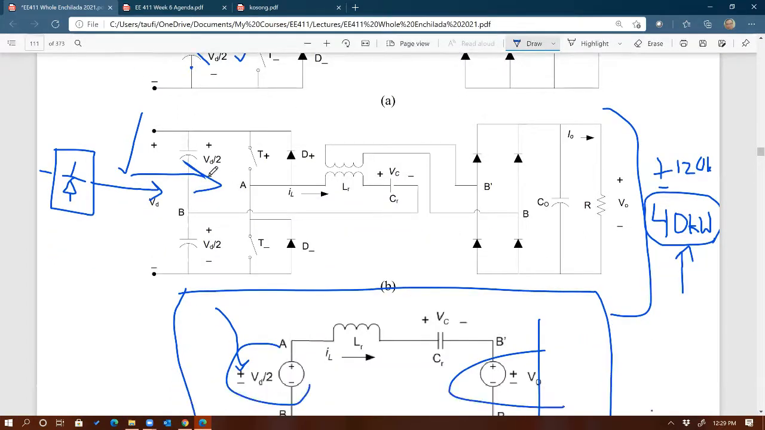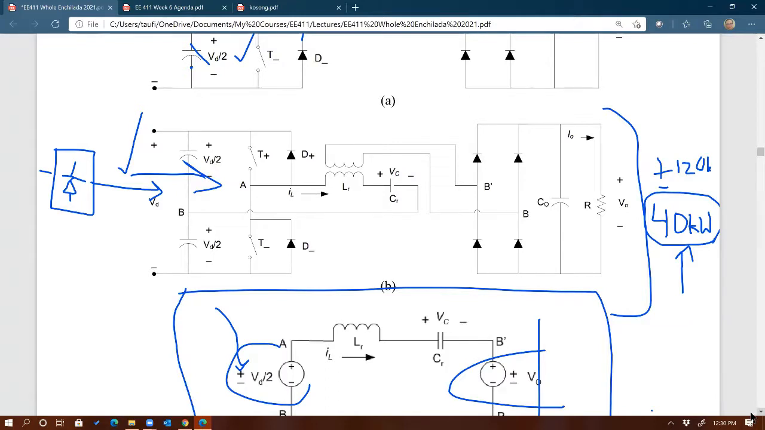In fact, they were having a problem with noise, and that's when they asked me if I had any idea on how to reduce noise. And that was the time I told them, instead of bipolar, let's do unipolar.